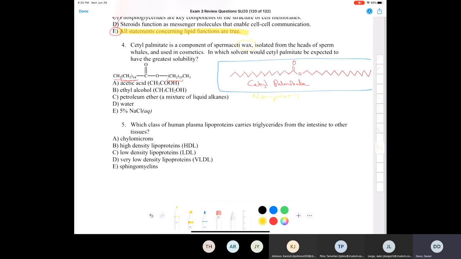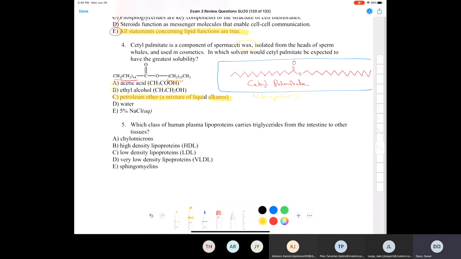Waxes are nonpolar. Take candle wax, that's a wax. It floats on water, right? It is not mixable with water because waxes are very nonpolar. So which one of these solvents would it dissolve in? Well, acetic acid is a small carboxylic acid that's super polar, as is ethyl alcohol. But petroleum ether, it says it's actually a mixture of liquid what? Alkanes. Alkanes are also nonpolar. And so acetyl palmitate is going to best dissolve in a mixture of liquid alkanes.